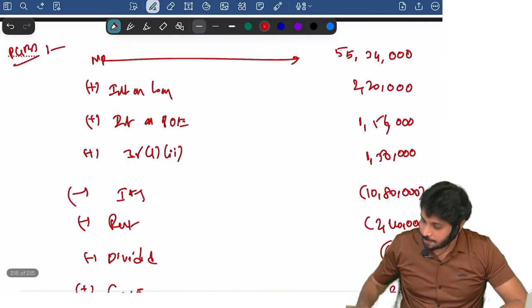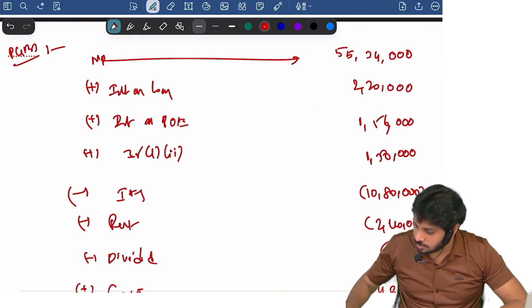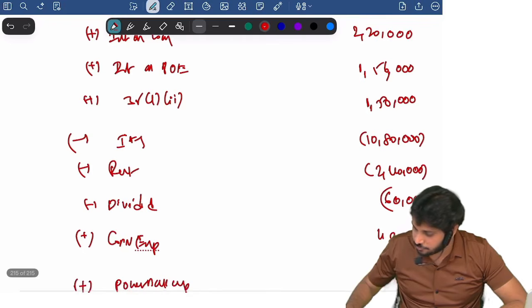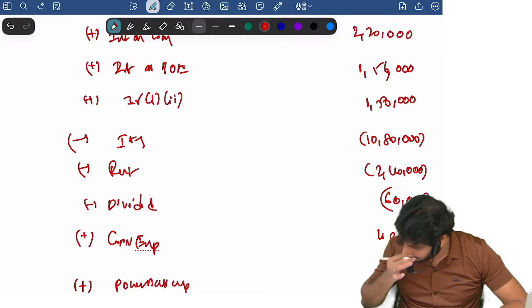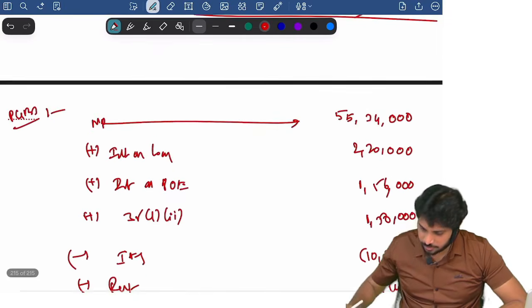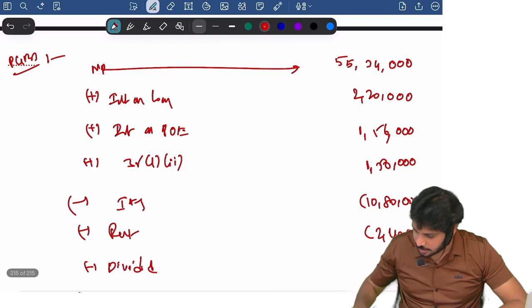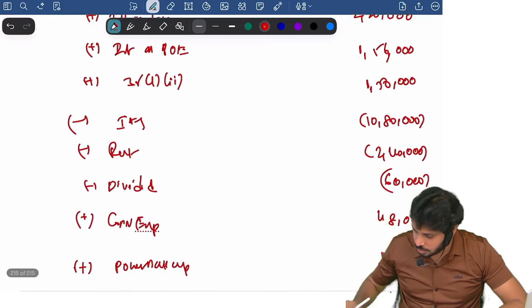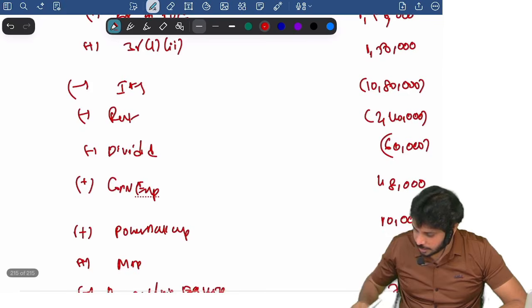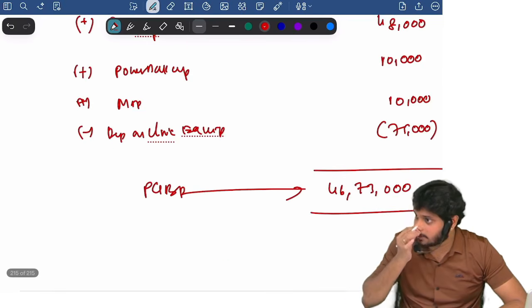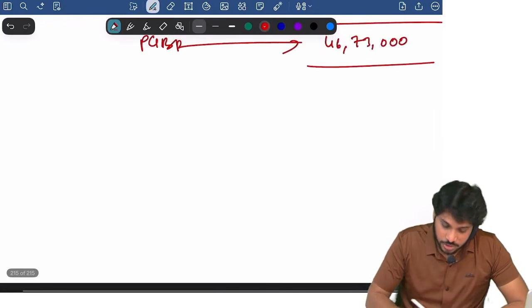Look at it. Once I'll check it out. Okay. 55,34,000, 2,20,000 add, 1,56,000 add, 1,50,000 add, 10,80,000 minus I did. Okay, fine. 55,34,000 plus 2,20,000 plus 1,56,000 plus 1,50,000 minus 10,80,000 minus 2,40,000 minus 60,000 plus 48,000 plus 20,000 minus 75,000 is equal to 46,73,000, correct. Okay. Now next one, income from salary.